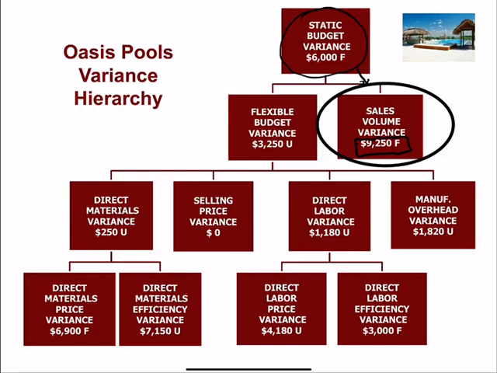So it could be a little confusing that due to sales volume, we had a $9,000 increase, but our overall static budget variance was only $6,000. So that's kind of a heads up that all the other things that weren't due to sales volume, this whole side of the hierarchy, must have had an unfavorable variance to offset some of that favorable sales volume variance. So now let's get into that.